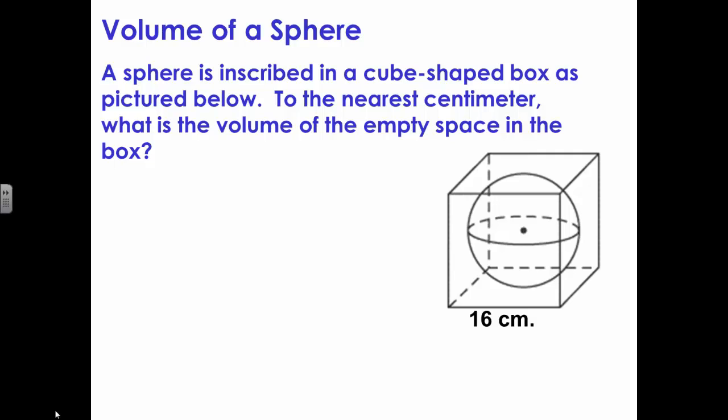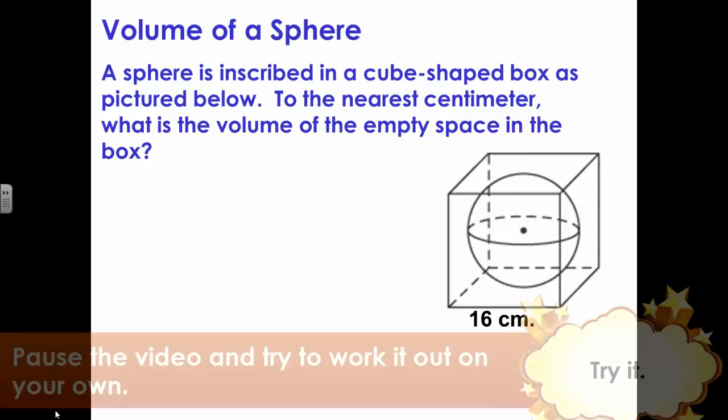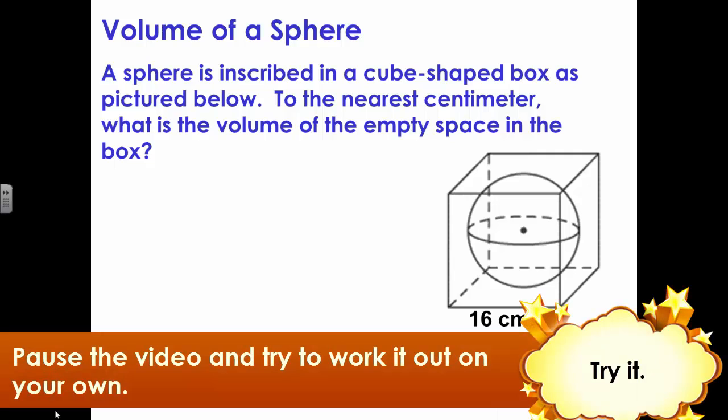Now, what part of the 16 is also of the sphere? That would be our diameter. So the diameter of the sphere is 16. I need to find the volume of the sphere and the volume of the cube, and then subtract to give me this empty space. See if you can calculate what you think is the answer, and then check to see if you're correct.